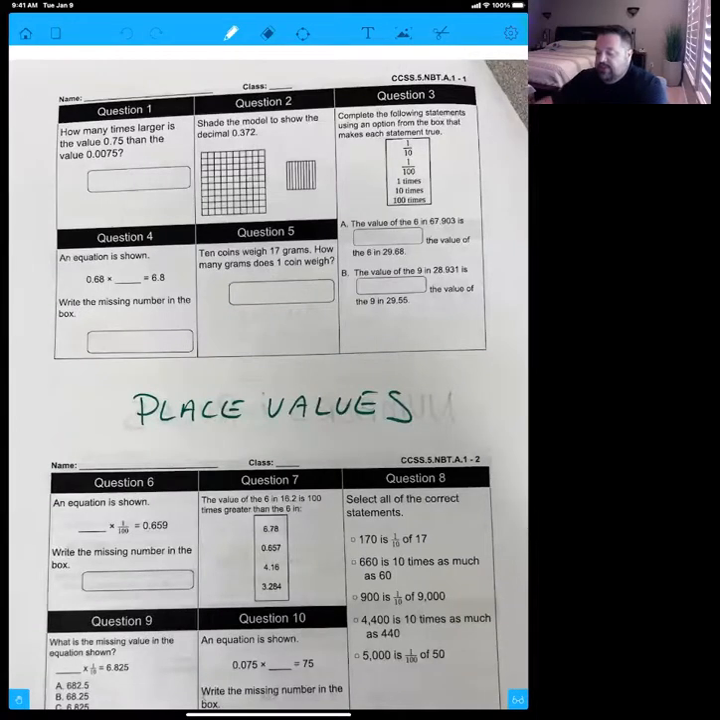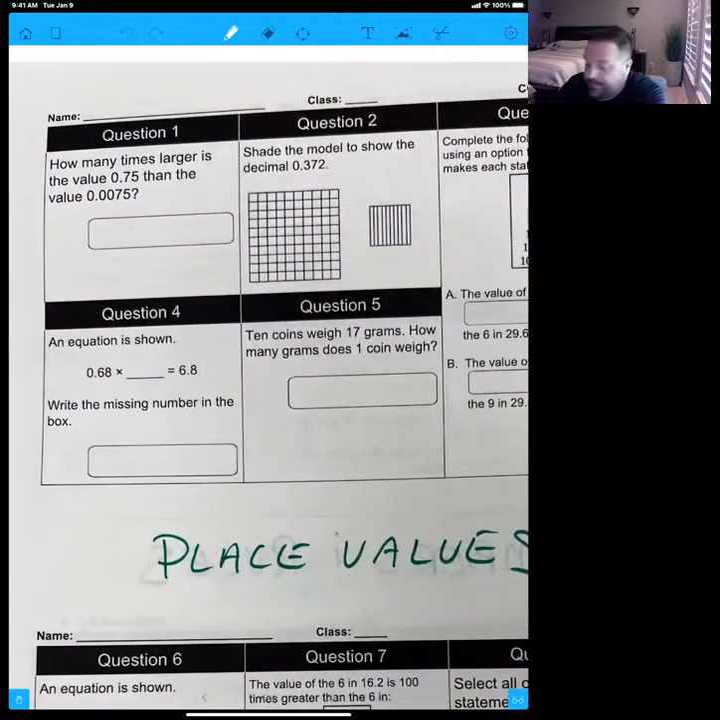Page 2, we're shifting to place value. So let me turn over my paper here. Take a look at number one.